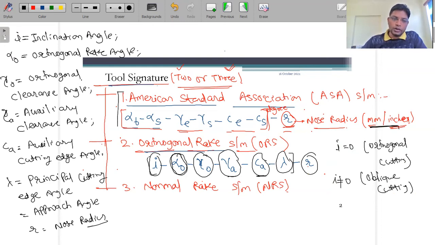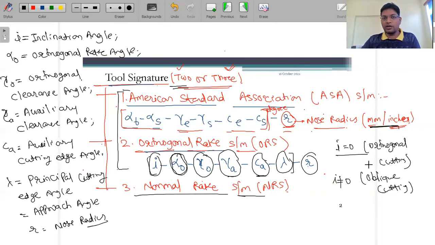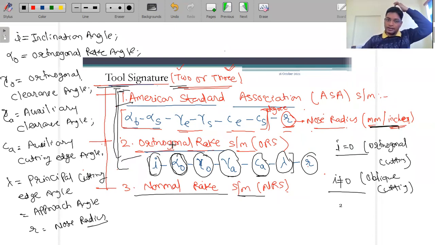So these are the two types of tool signatures mentioned in the standard book. The normal rake system need not be mentioned separately, whatever we have discussed: when I equals 0, that is orthogonal cutting, and when I is not equal to 0, it is oblique cutting. The normal rake system is only mentioned when I equals 0, so there is no need to mention it separately. Whenever the question comes of how many types of tool signature, mention two types only: ASA and ORS.